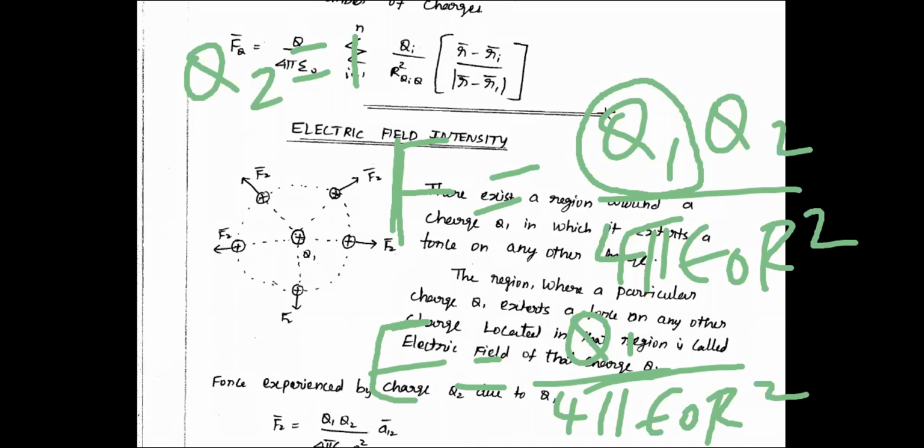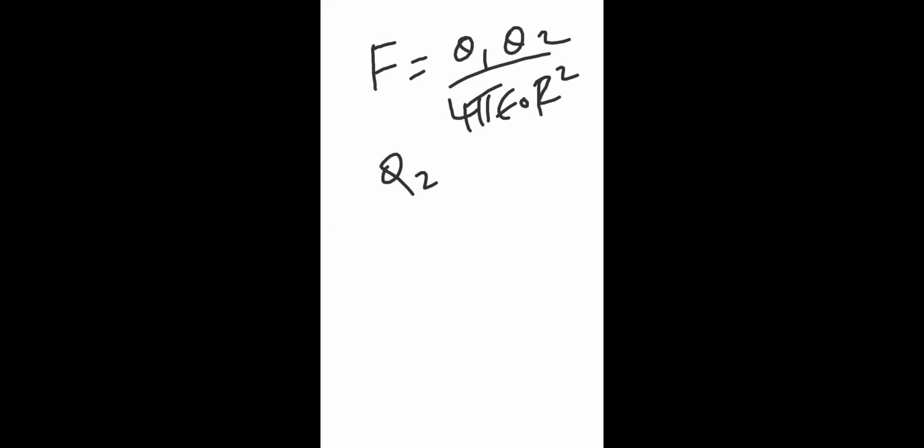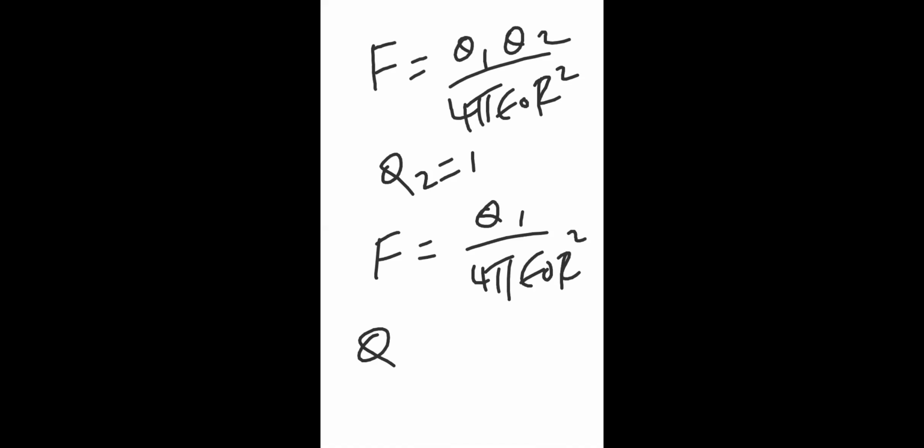Please note down very clearly, this is a very important definition. Yesterday I clearly told you force is equal to Q1 Q2 divided by 4 pi epsilon naught r square. If Q2 is equal to 1, that is when Qt is 1 and Q1 is fixed, the test charge realizes some force. If this is Q1 and I place 1 coulomb of test charge, what will be my force? That force is Q1 divided by 4 pi epsilon naught r square.